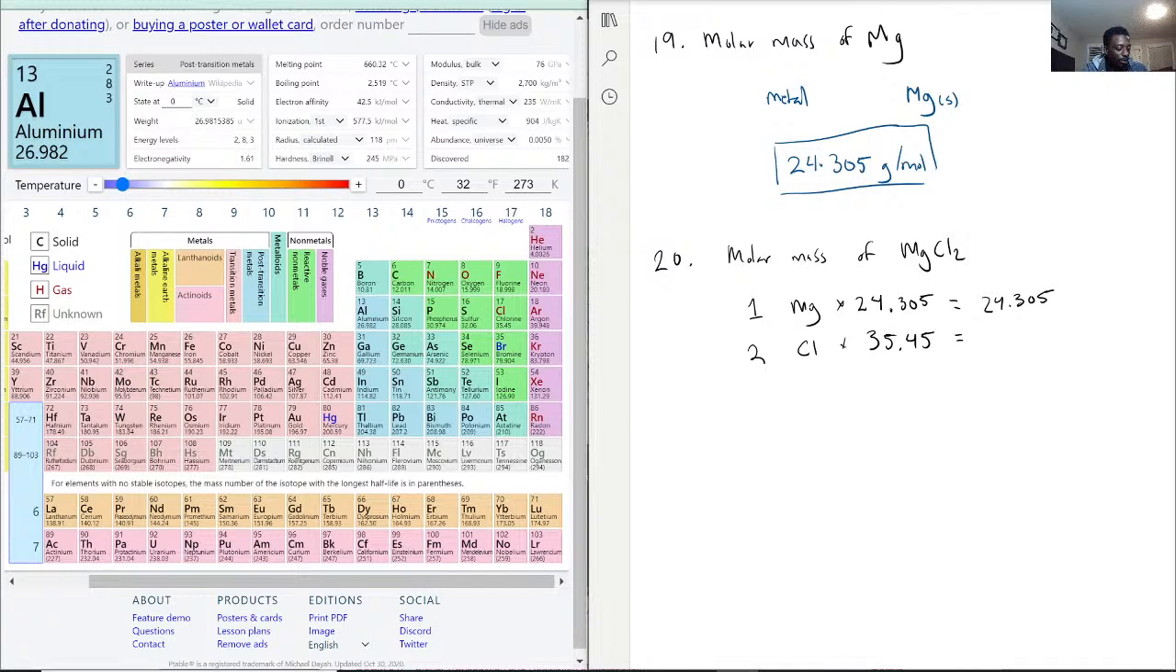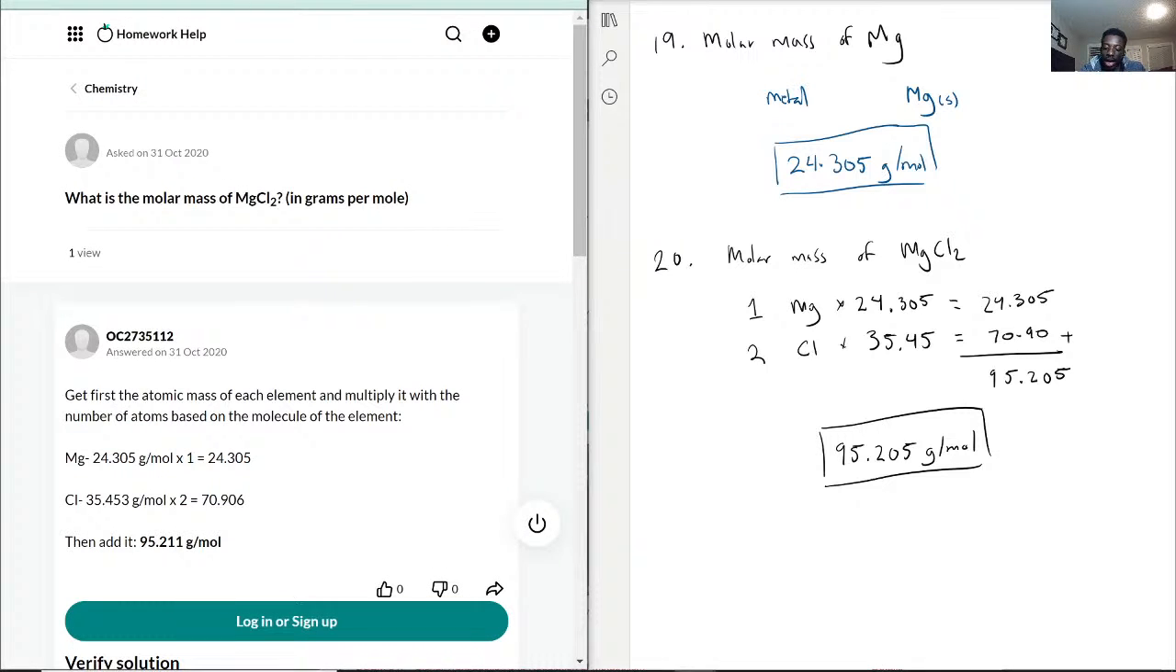35.45 times 2 is 70.90, plus 24.305, we get 95.205. Now let's rewrite that because we want more space to add the important thing that they said. They wanted it in the units grams per mole. So this right here would be the molar mass of magnesium chloride.